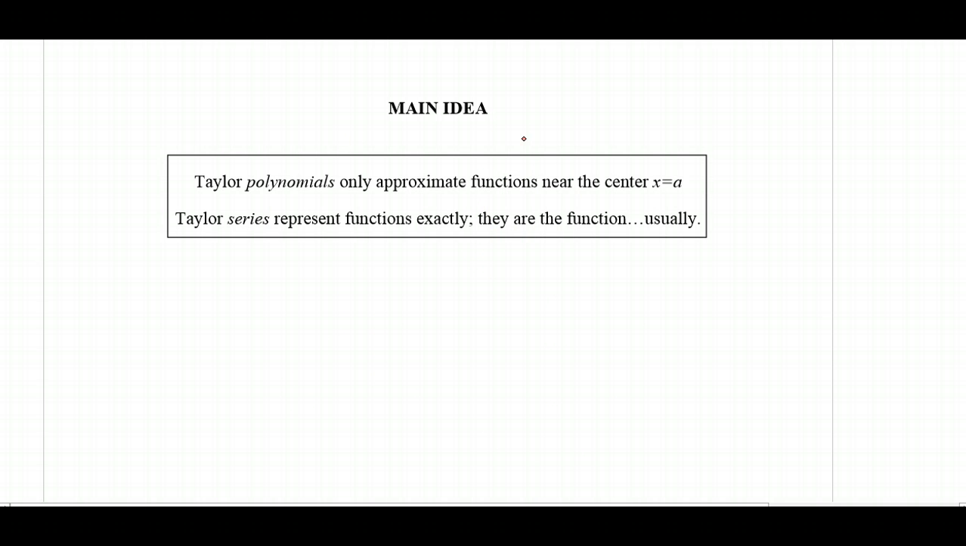Alright, so before we keep going, I want to stop and talk about the big picture. The main idea is that first we study Taylor polynomials, which only approximate the original function near the center x equals a. And we can keep increasing that order, and we can get a better and better approximation further away from x equals a. But ideally, we would like to use Taylor series, which is a special type of power series that represent functions exactly. So they are the original function, usually. And in the next example, we'll talk about what that part means. So there is going to be a little caveat to having a Taylor series represent a function exactly.